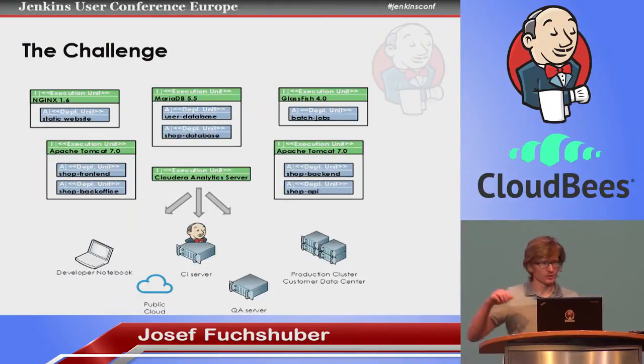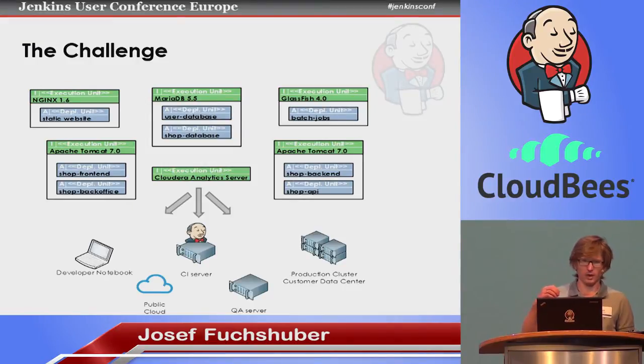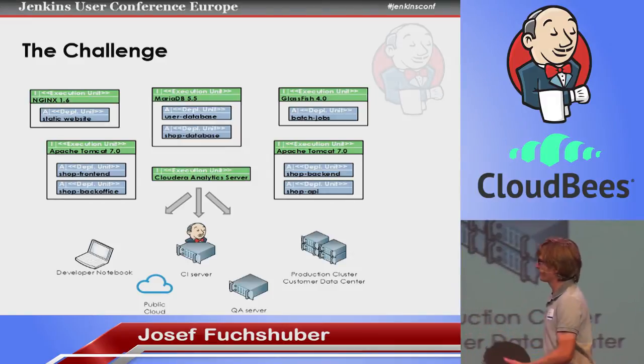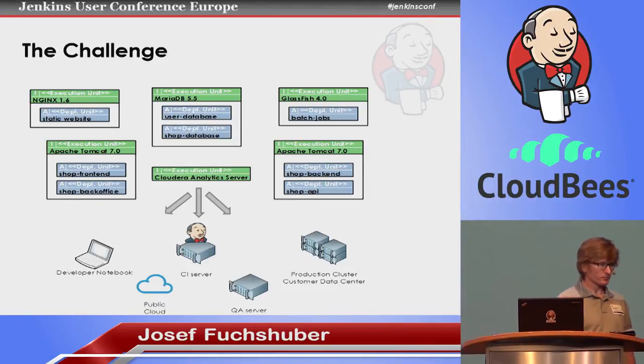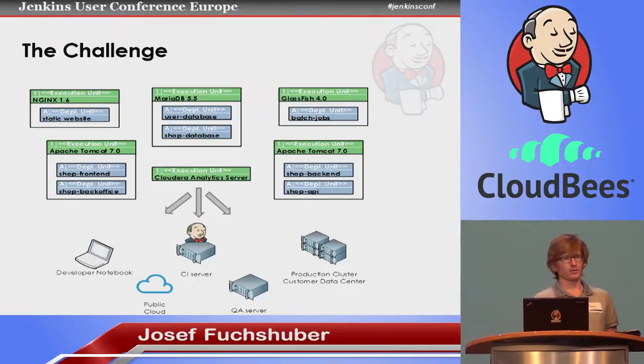The challenge to run and ship complex TI architectures can be very hard. Our software, we see every day, is becoming more and more complex. There are distributed components, different programming languages, different frameworks, different versions, different hardware. We have our developer notebook at our offices. We have testing systems, our CI server, QA server, or public or private cloud systems. And finally, our software is run in a customer data center in USA or Germany or worldwide. And our software has to work in every environment.